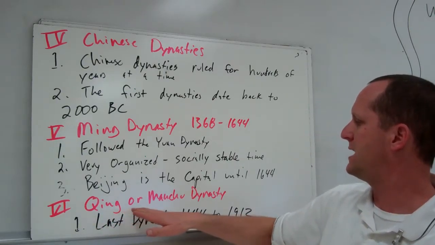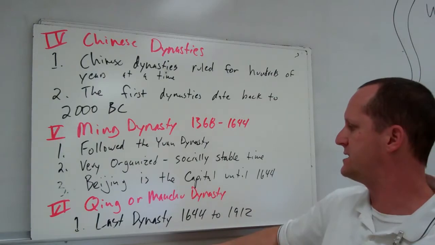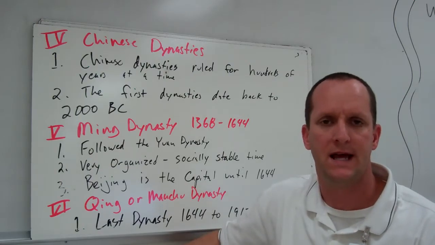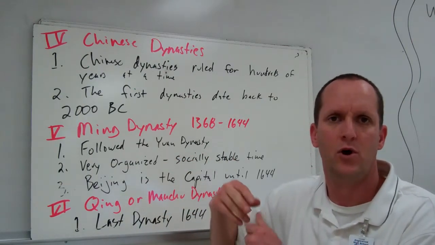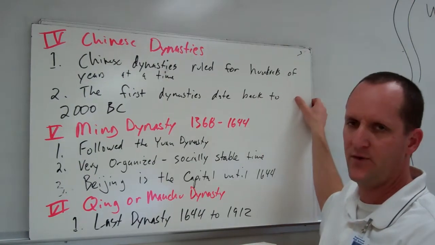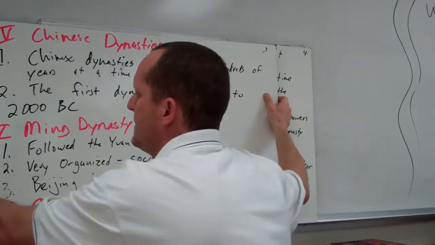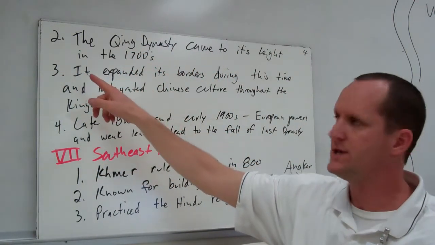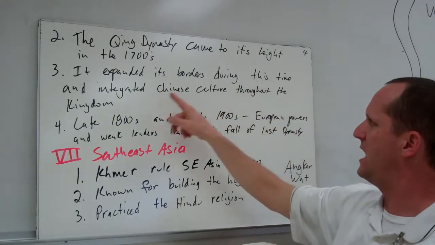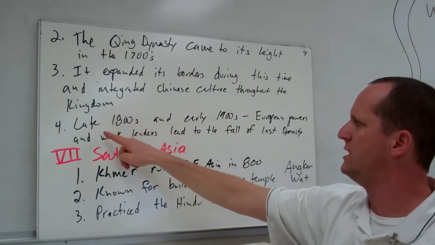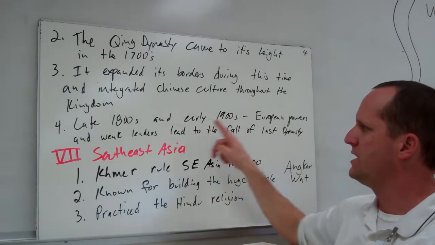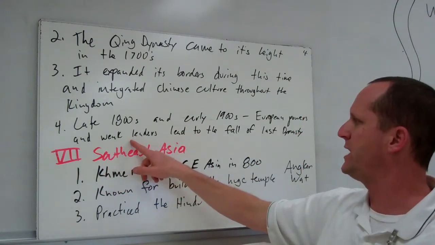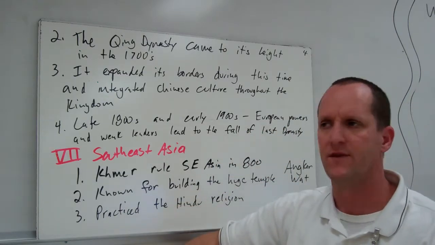The Qing Dynasty, or the Manchu Dynasty, was the last dynasty, from 1644 until 1912. At that time, China was set into civil war, and it wasn't until the 40s that China became a communist country. The Qing Dynasty came to its height in the 1700s. It expanded its borders during this time and integrated Chinese culture throughout the kingdom. In the late 1800s and the early 1900s, European powers became too strong, too influential in China. They had weak leaders, and that led to the fall of the last dynasty.